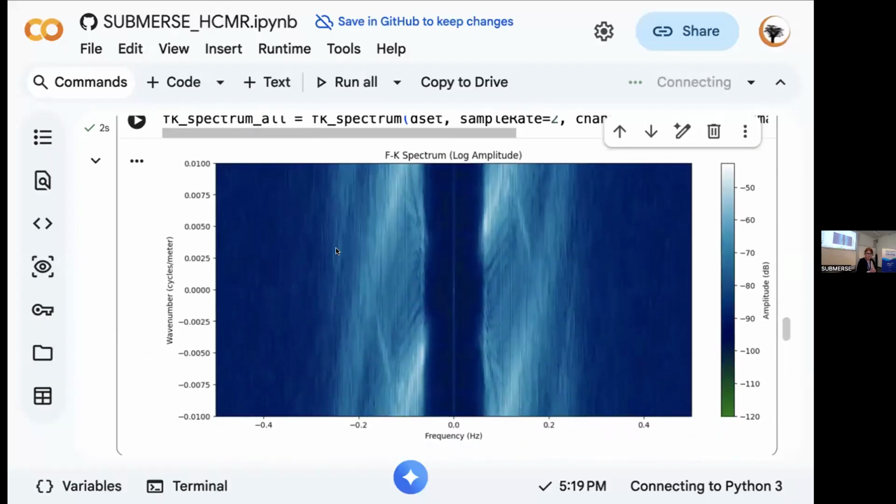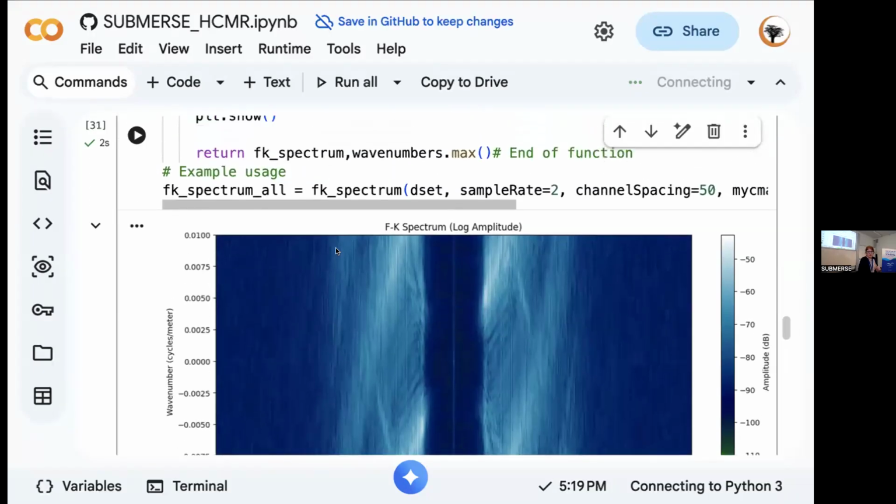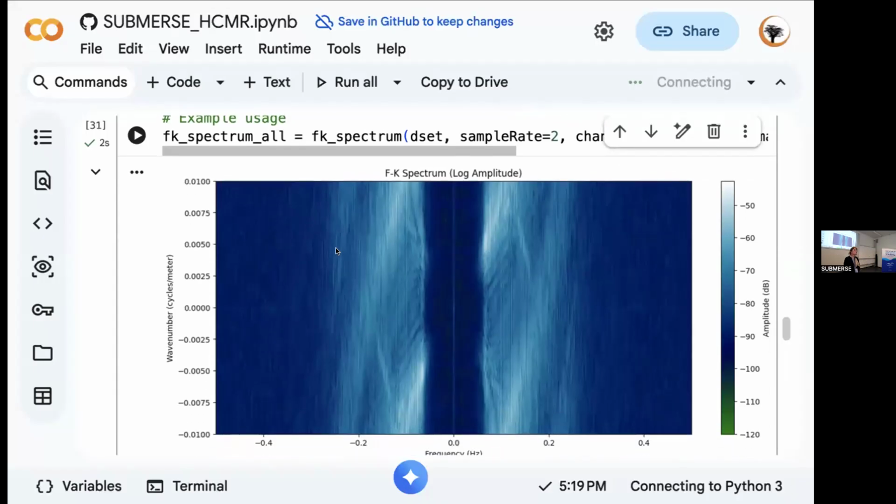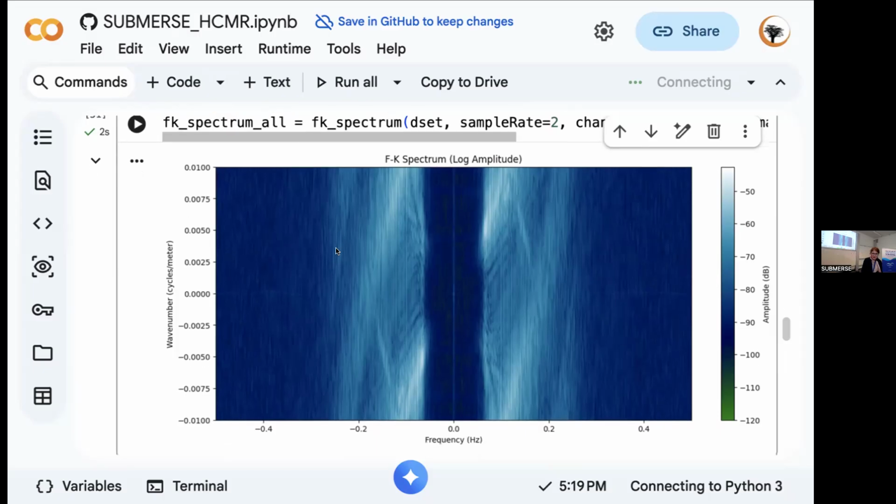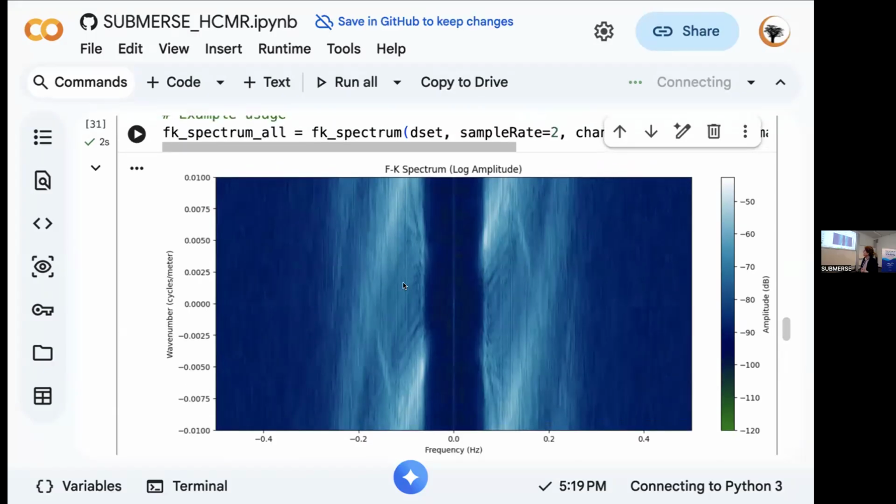So this is what is being produced if, let's say, you have a function from somebody else, or you write your own function for producing an FK spectrum. And I have to say, looking at spectra, this is not the most intuitive plot you can look at. And people sometimes reverse them in different ways. We have wave number here on the y-axis and frequency on the x-axis. And the theoretical dispersion curves help a lot to identify whether we have recorded waves that are dispersive.